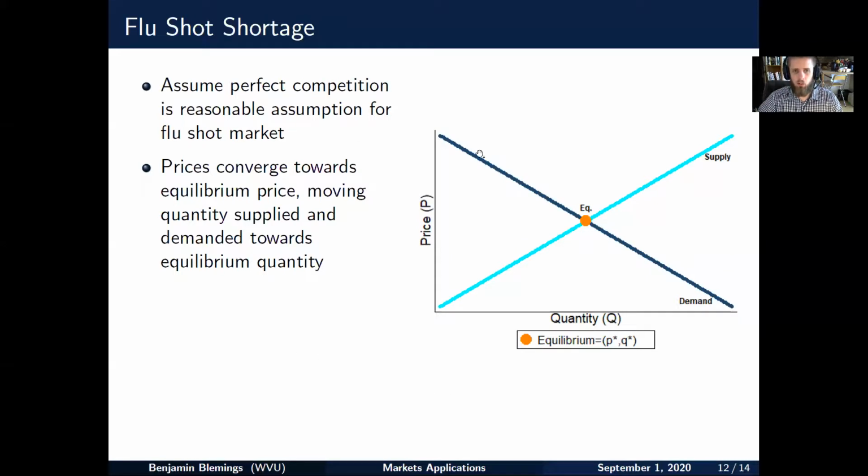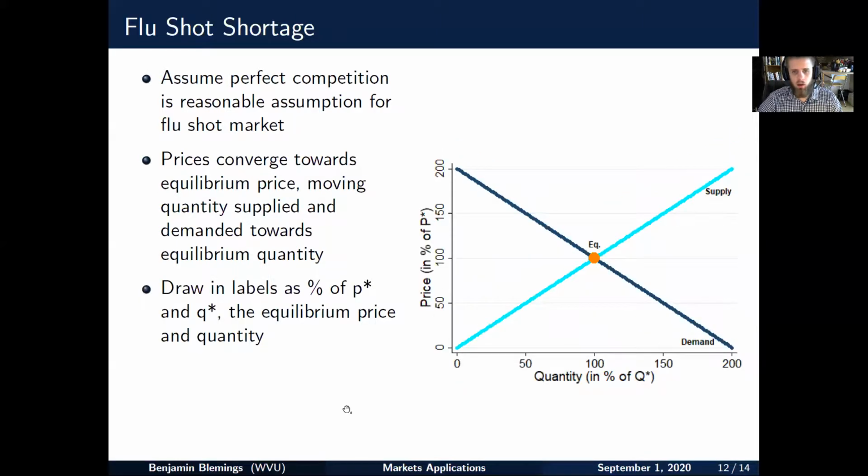And we know that prices are converging towards this equilibrium price, which moves quantity supplied towards here and quantity demanded towards the equilibrium point as well. And now I just drew in labels for the equilibrium price in terms of percentage of P star and equilibrium quantity in terms of percentage of Q star. So this is 100 because this is 100% of P star and 100% of Q star.